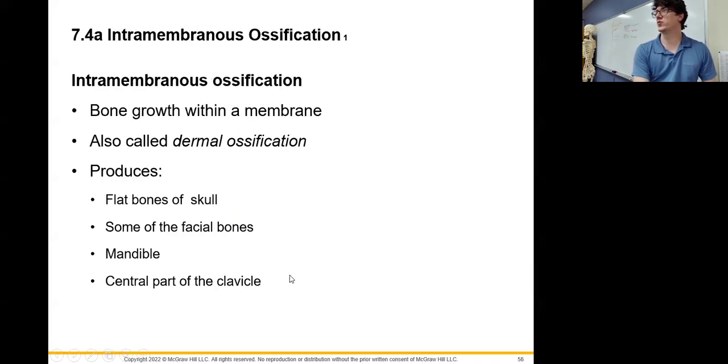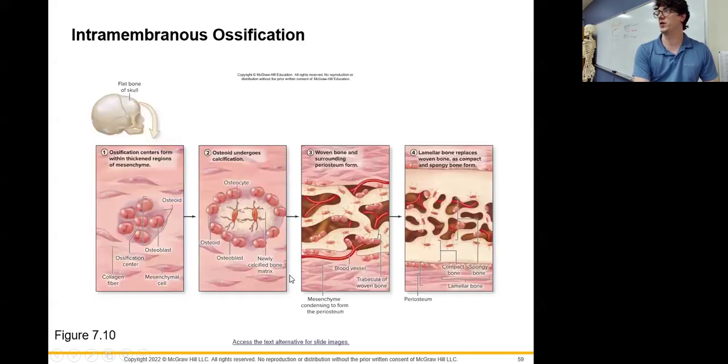Now, we do need to grow our bone in some cases from membranes. Particularly, this is going to happen during very early childhood as we are fusing together the bones of the skull. The bones of the skull cannot be fused together during childbirth. Otherwise, it doesn't flex. And if they don't flex, two things happen.